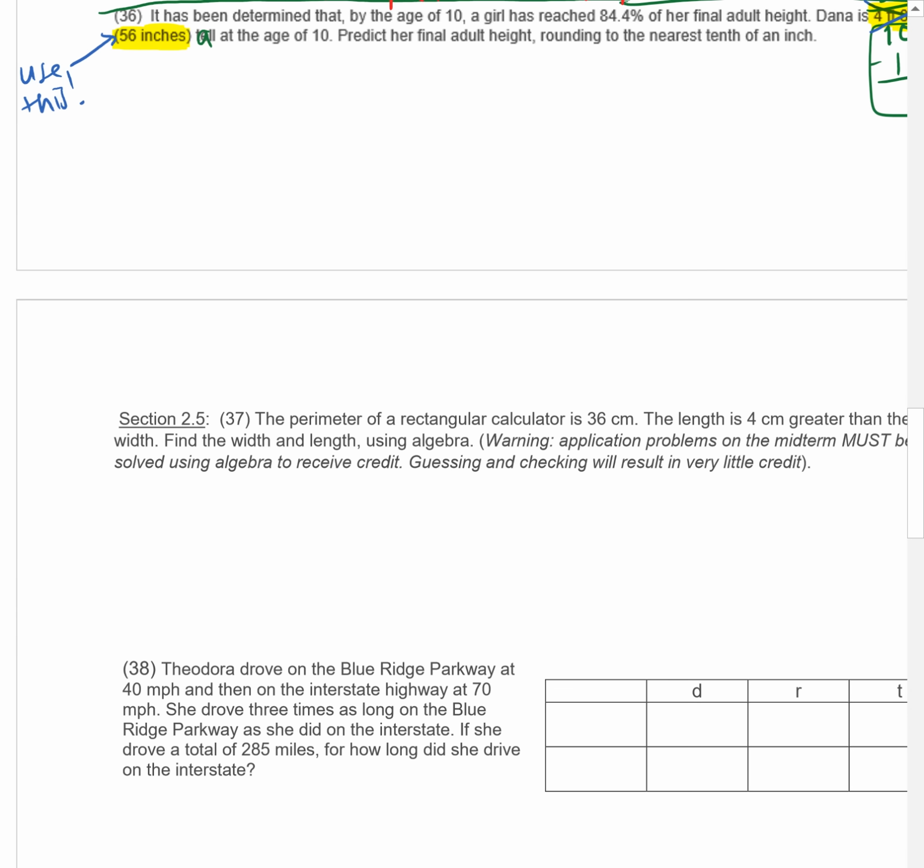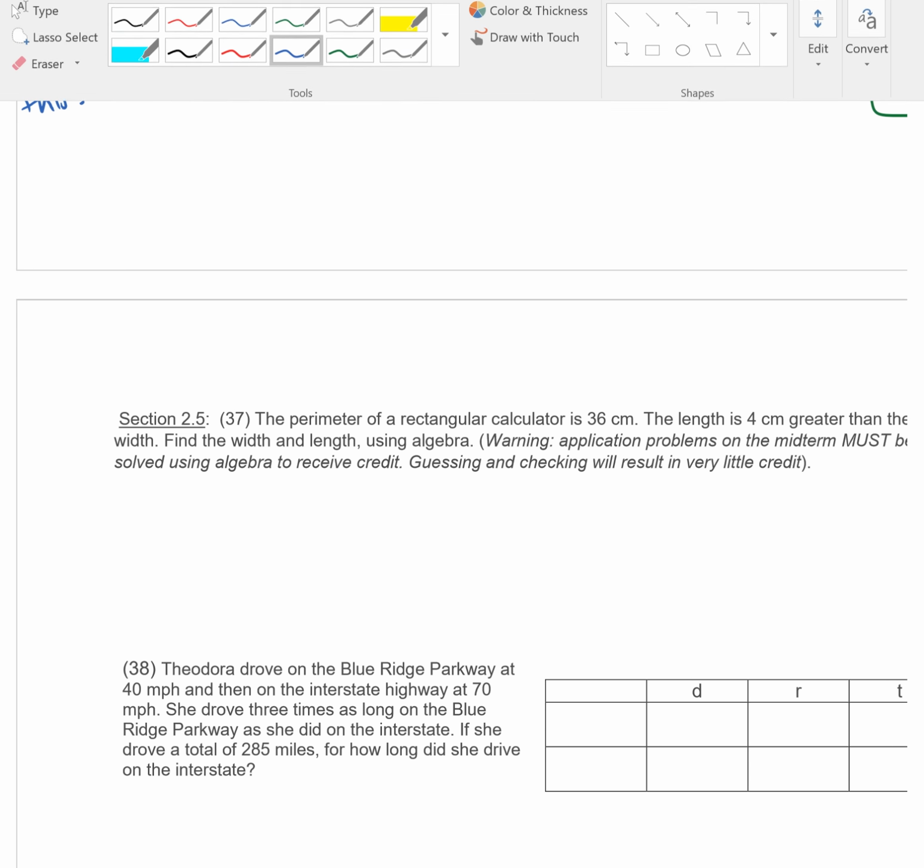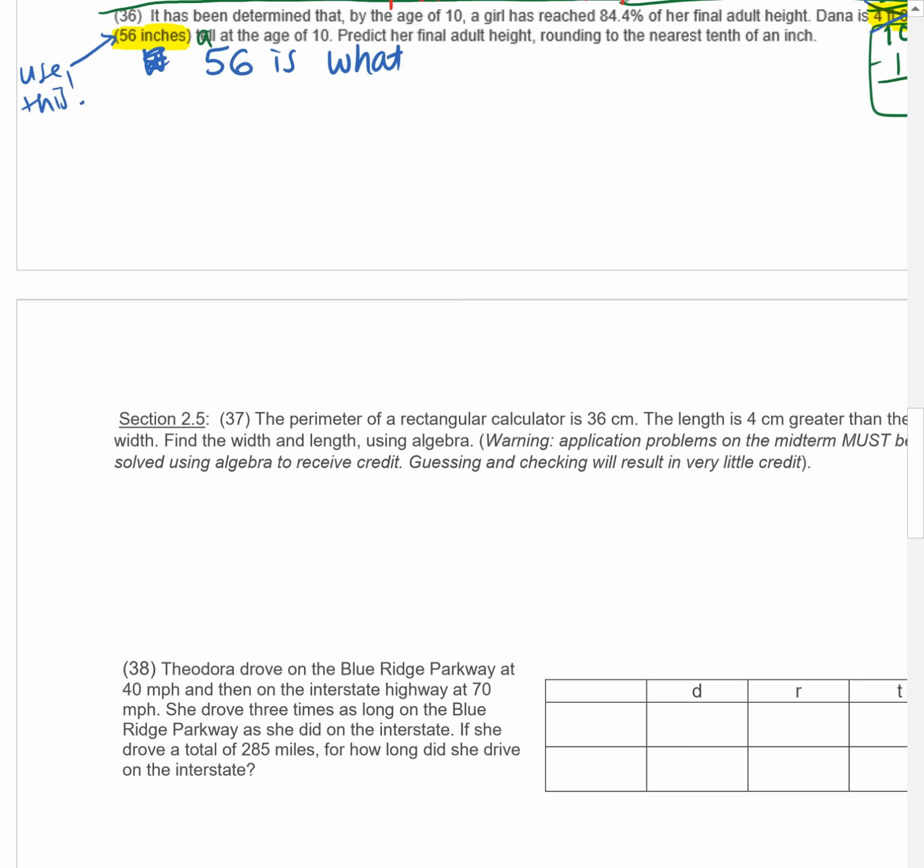That's 84.4% of her final adult height. So I guess what we're asking is, 56 is 84.4% of what? We know the percent. 84.4% of her adult height, which we don't know, is 56. That means 56 must be 84.4% of some adult height that we don't know yet.